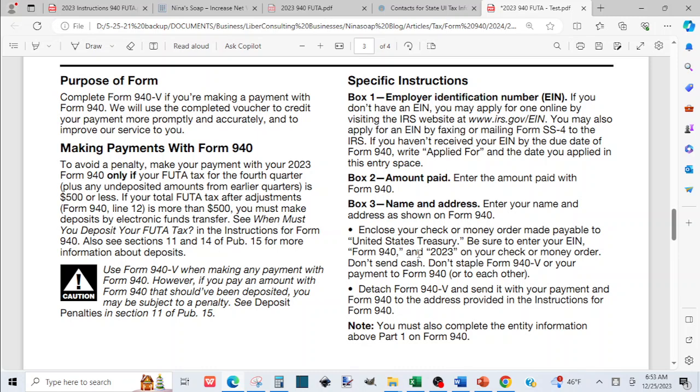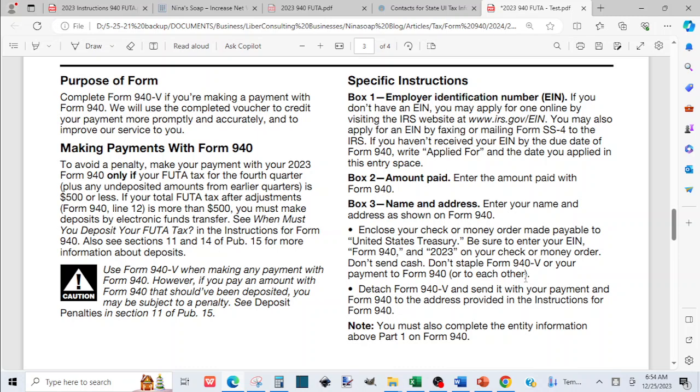Okay, so on the check, you will write the check to United States Treasury. You make sure you put your business EIN on the check, and on the memo section, you put Form 940 for 2023, and you sign the check. And make sure you don't staple the check to the voucher.